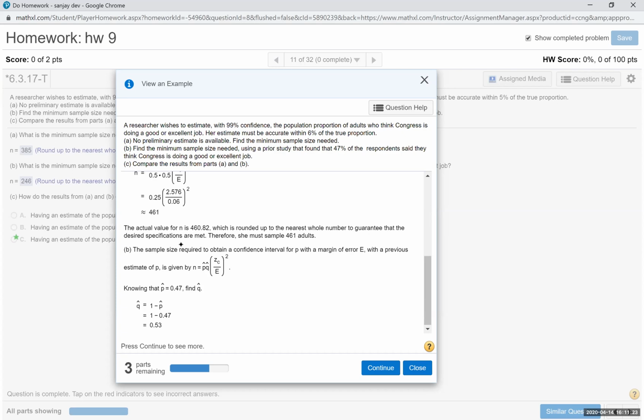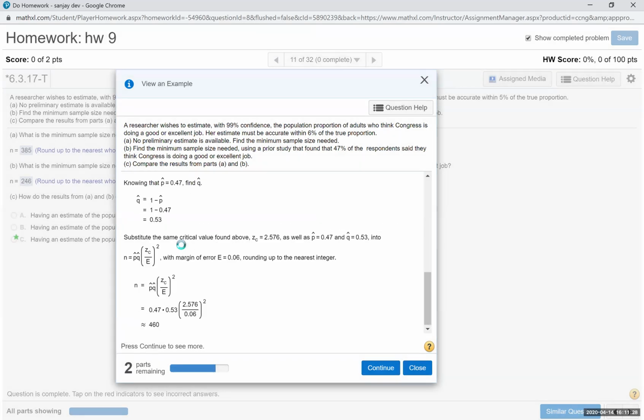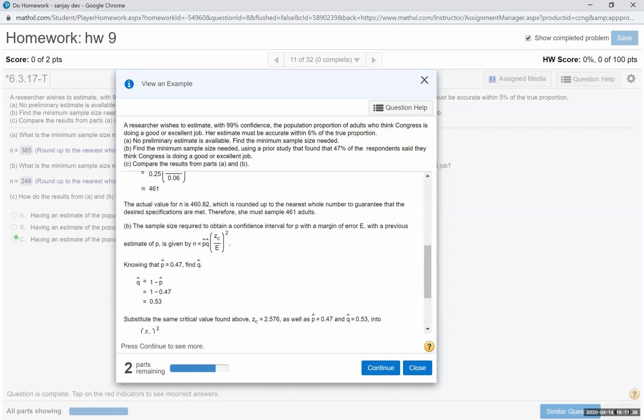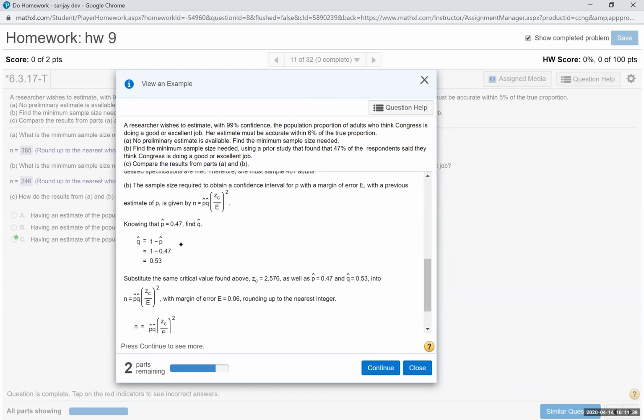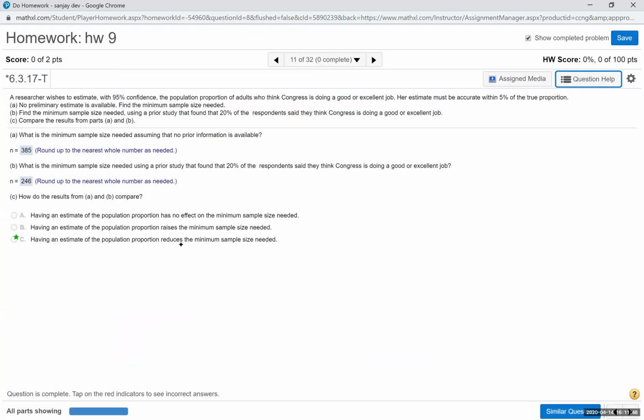What is the margin of error? 6%. So 0.06 squared. And when you do that, the answer comes out to be 460 when you round it up. So it was not a big difference in this case, 460 versus 461. Getting the prior information did not really help us that much, because you just needed one less survey, that's it.